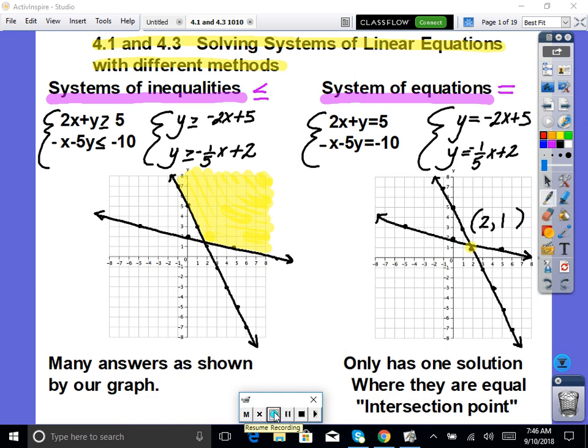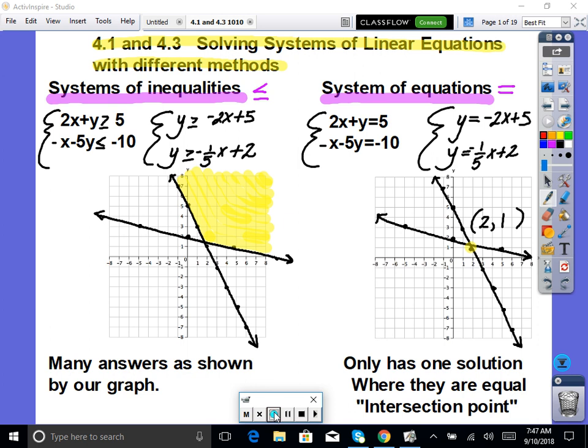Last time we were graphing systems of inequalities. Here's an example: 2x plus y is greater than or equal to 5, and negative x minus 5y is less than or equal to negative 10. To graph it, we get it in y equals mx plus b form. You already know this, it's what we learned last time. I'm just going to make a connection here to what we're doing today.